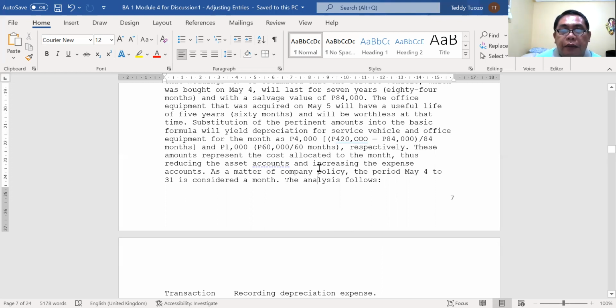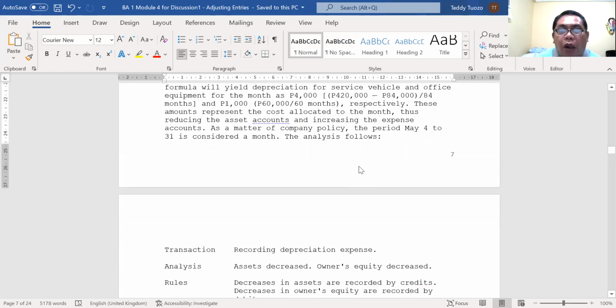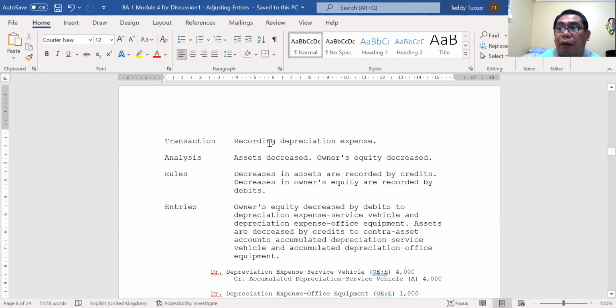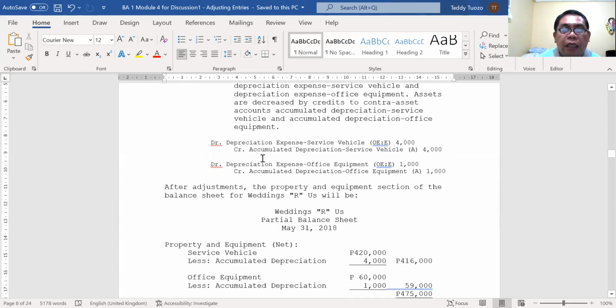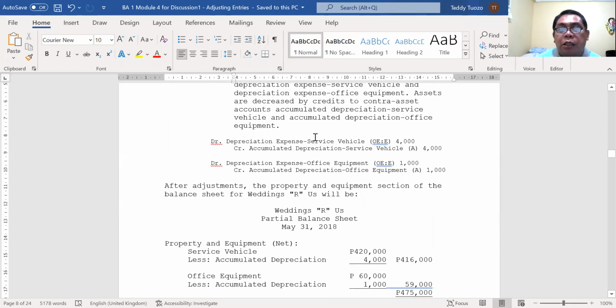Okay. I will just change the amount here. These amounts represent the cost allocated to the month, thus reducing the asset accounts and increasing the expense accounts. So the transaction is recording the depreciation expense. So debit depreciation expense, and you have to specify. If you only have one asset account, you don't need to add a dash and the asset account.